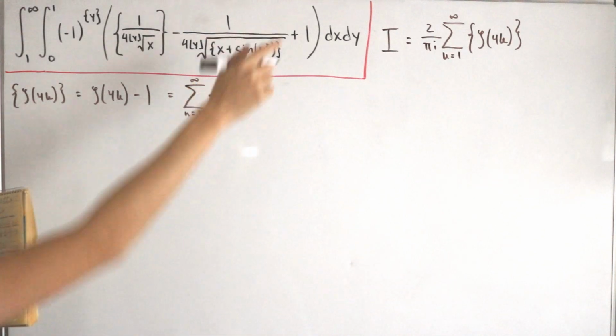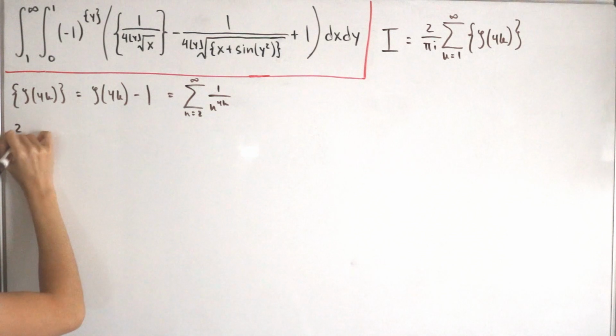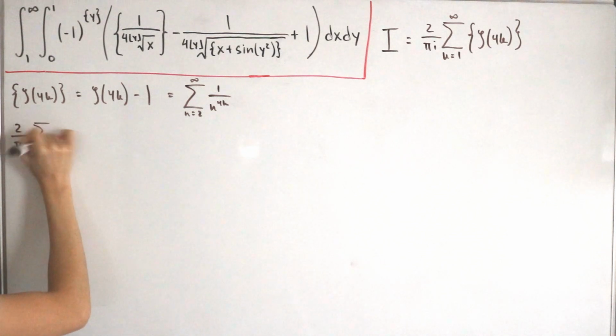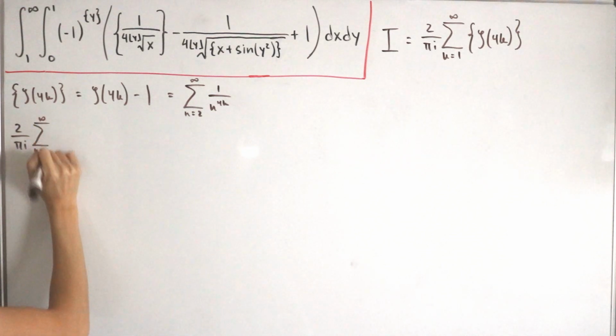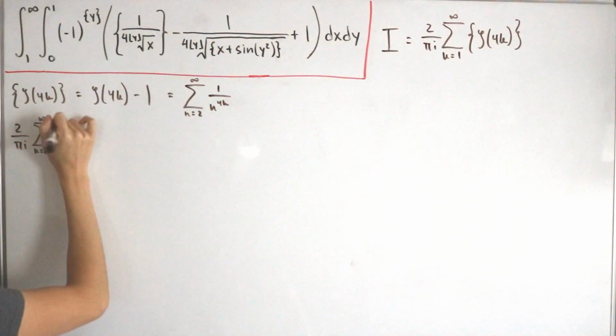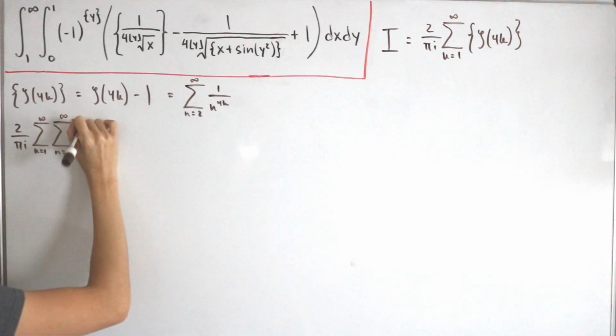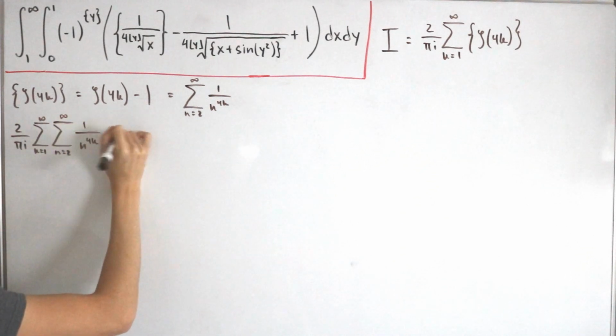So we can just do that substitution back over here. So now we have 2 over pi i, and then multiply with the infinite sum k equals 1, and then replace with the fractional part of 4k we just derived over here. So now we'll end up with a double sum: the sum from n equals 2 to infinity of 1 divided by n to the power 4k.